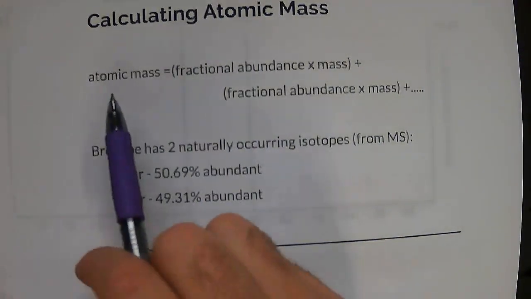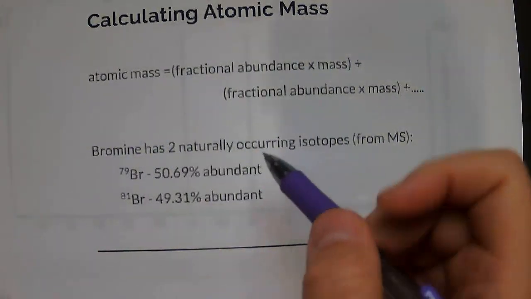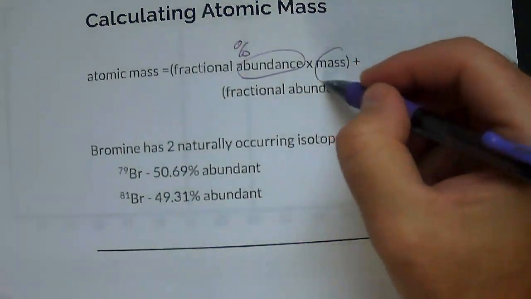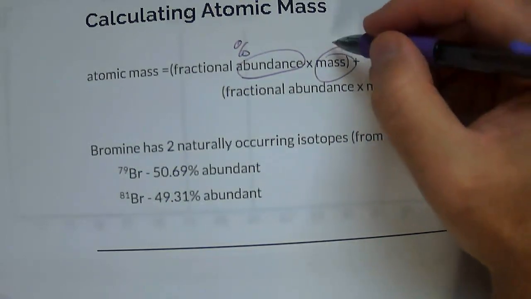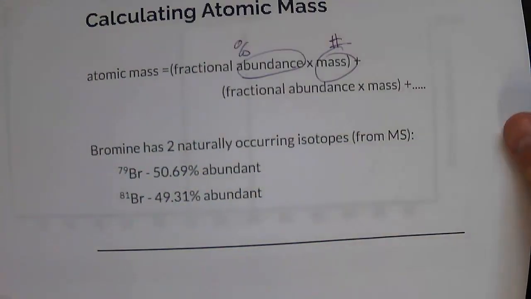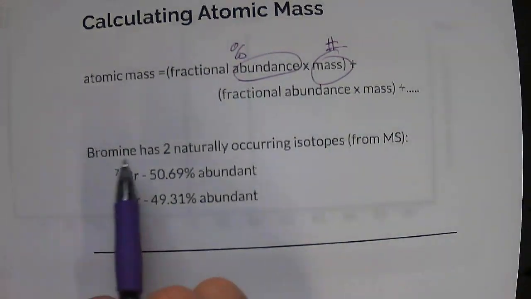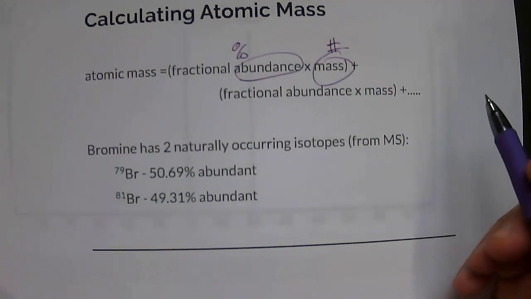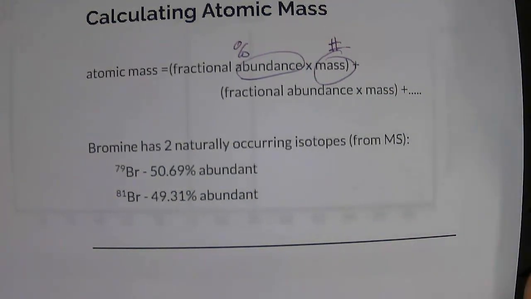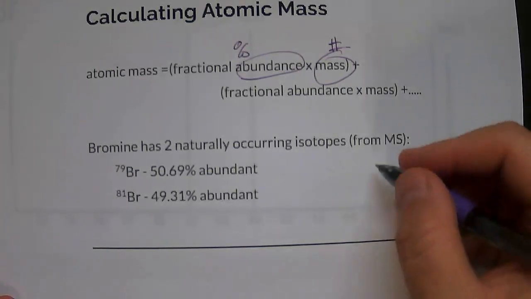Okay, you're going to calculate the atomic mass by taking the abundance, so this is the percentage, and you're going to multiply it by the mass. And the mass, in this case, is the mass number of each isotope. So from the mass spec, we can see that bromine has 2 naturally occurring isotopes. Okay, and so this is how we're going to do this.